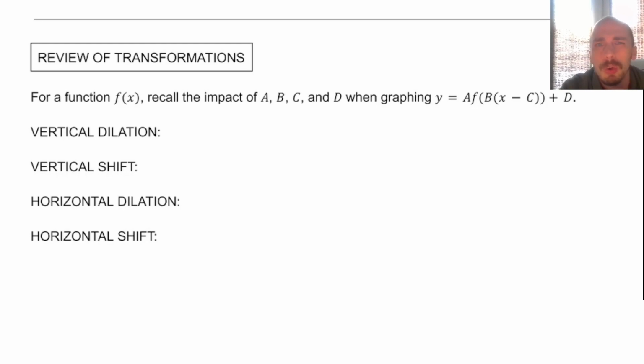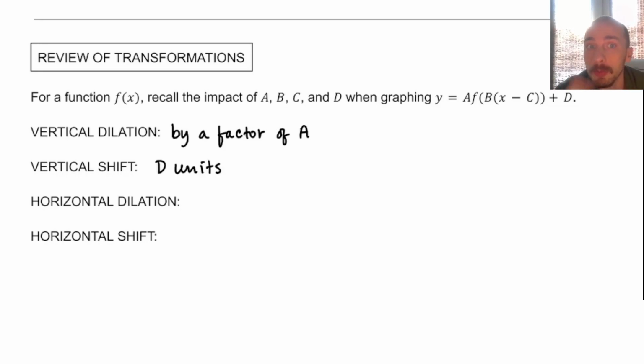We need to figure out which of these letters corresponds to which of these transformations. Vertical dilation is where we're multiplying the output values, where we're getting taller or less tall, and that's the multiplier on the outside. That's multiplication by a factor of a, the vertical dilation factor. A vertical shift is movement up and down, so it's a vertical translation of d units, positive or negative, because we could be adding d, which could be a negative number.